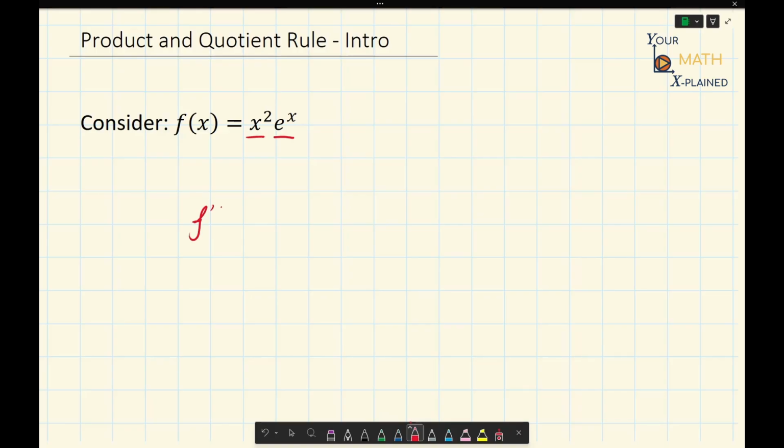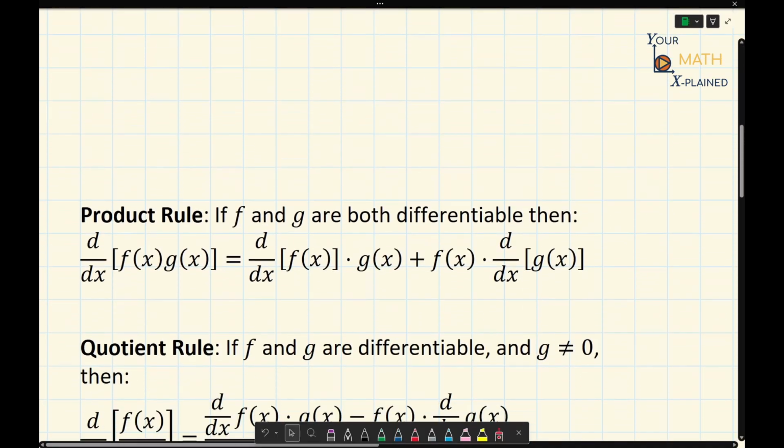Meaning, f prime of x is not equal to the derivative of x squared times the derivative of e to the x. This would be us taking the derivative of each term separately and then multiplying them. But that is not the derivative of f of x. And similarly, if we have division, we can't take the derivative of the numerator and the denominator separately and then divide them. This is why we need the product and the quotient rule. Let's take a look at what they are.